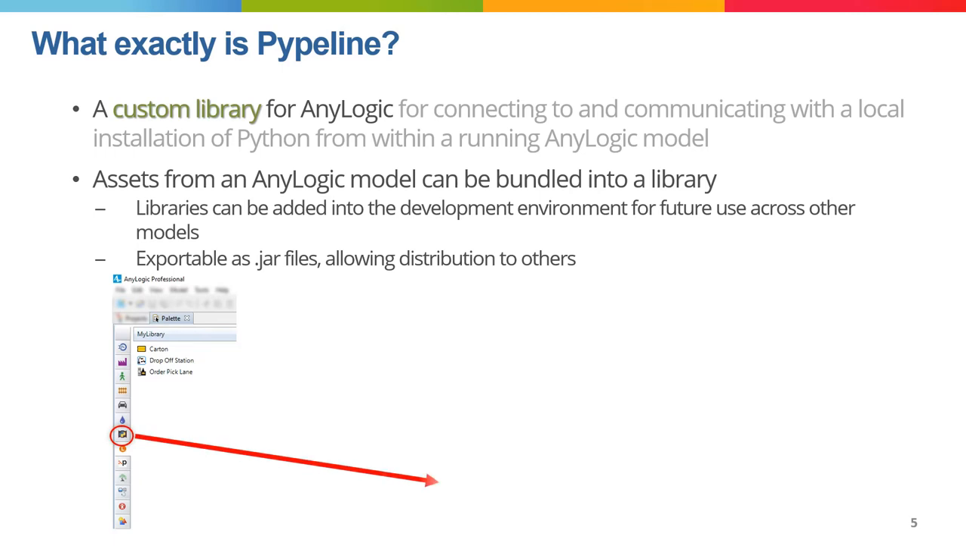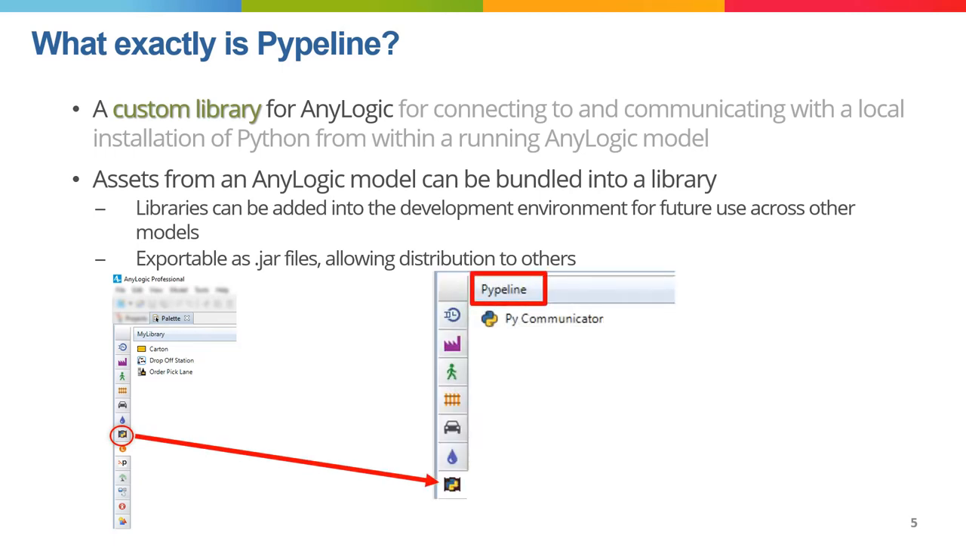One thing you might notice in the screenshot is an icon that resembles the Python logo, and as you might guess, this is the tab for the Pypeline library. It consists of one object called PyCommunicator, and adding this object to your model allows you to set up how the connection to Python is made.